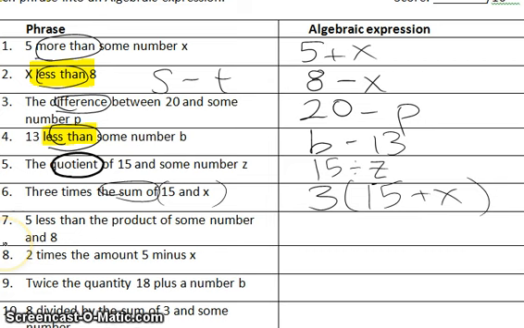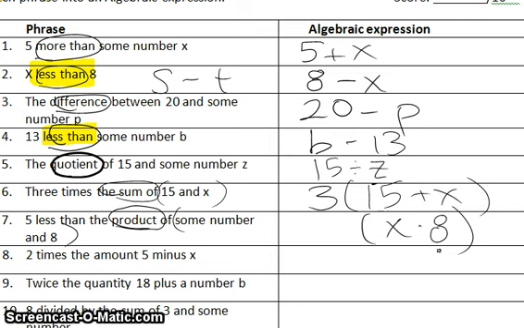Alright, 5 less than the product of some number and 8. The product of is another grouping phrase. It means that these things are going to come in parentheses. So 5 less than the product of some number and 8. I'm going to do my grouping first. Product means multiply, so some number and 8 is going to be x times 8, or you could write 8x. And then I'm taking 5 less than that.